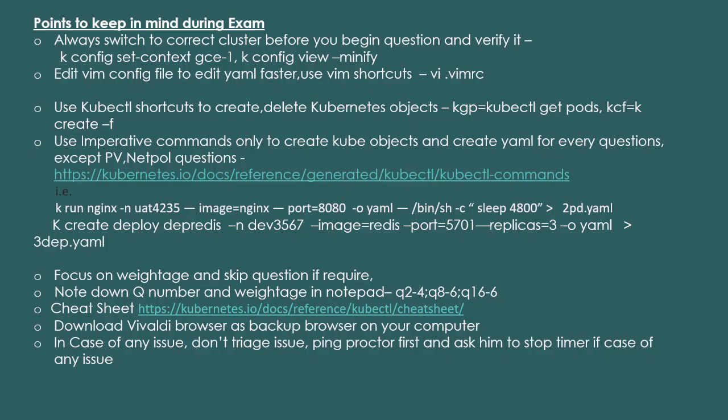Now coming back, the second point is to enable the vimrc command with all the possible shortcuts. When you are editing any YAML file, you should know all the shortcuts to deal with it. Otherwise, it will take so much time. The next point is you should use the kubectl command as a shortcut. What does that mean?